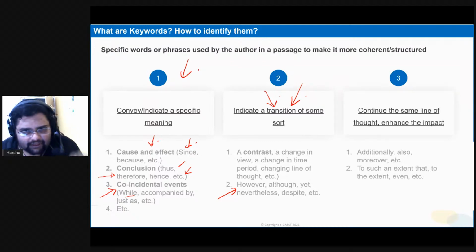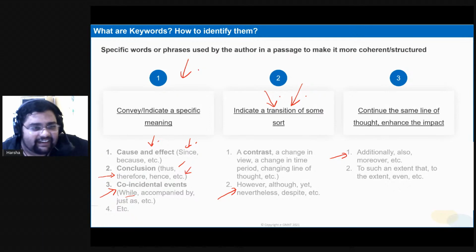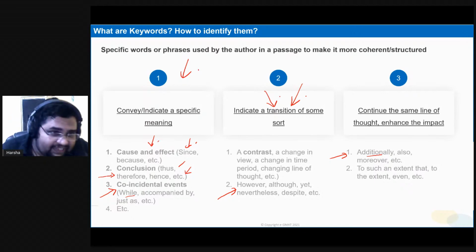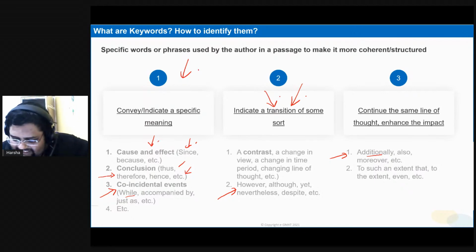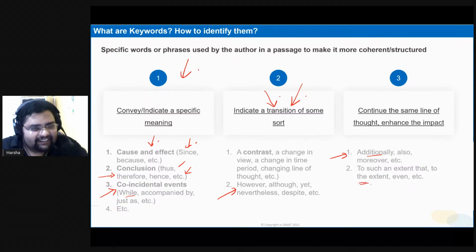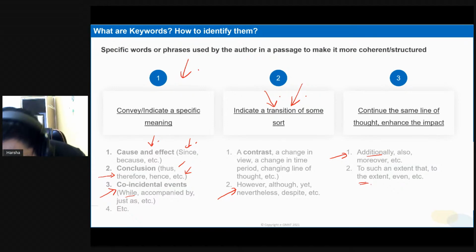Now let's talk about a third type of keyword. This is what I call continuing the same line of thought. And again, these are words that you have used when writing yourself. These are words that you see again and again, even in your GMAT passages. So when you see the word additionally, you know that the author wants to tell another point in the same direction. Moreover is another example for that. Then you have what we call emphasis keywords. To such an extent, something happened and then something happened to such an extent that, so there is an extra layer of emphasis that we are adding here.